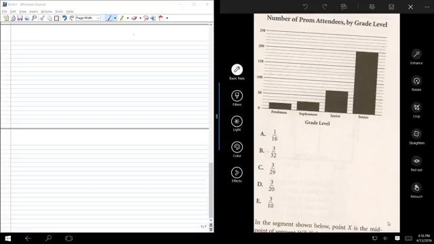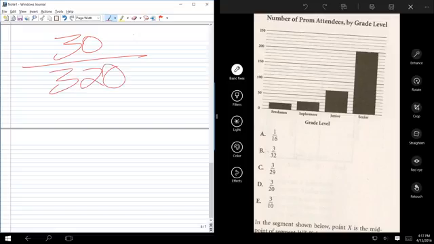So how many sophomores are there? 30. How many total students are there? 320. What's that fraction? 3/32. That's all there is to that.